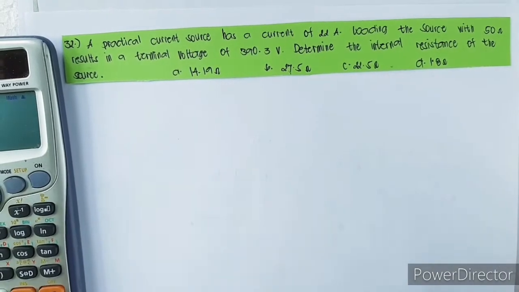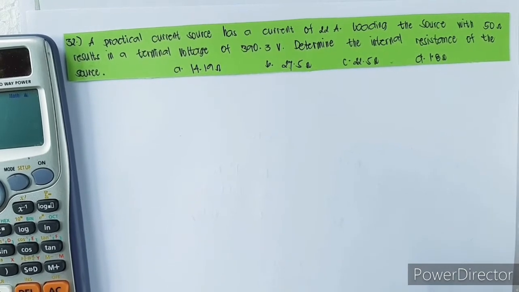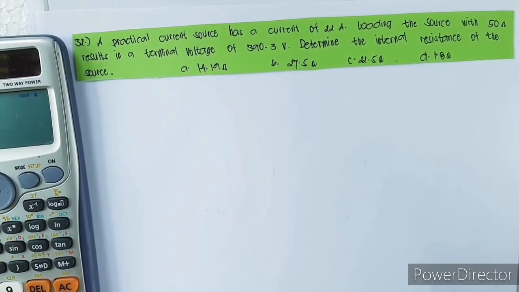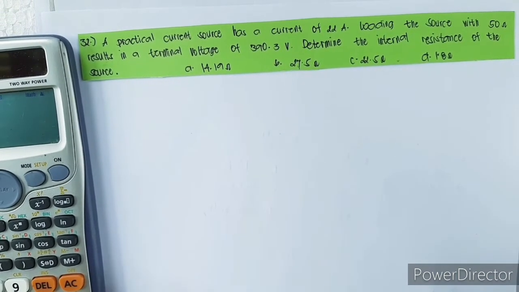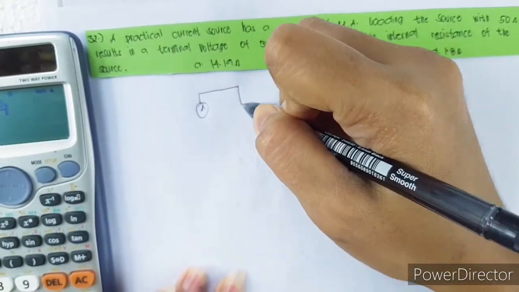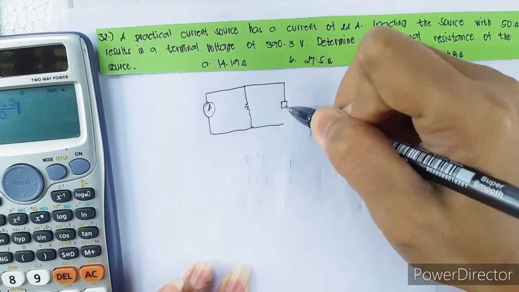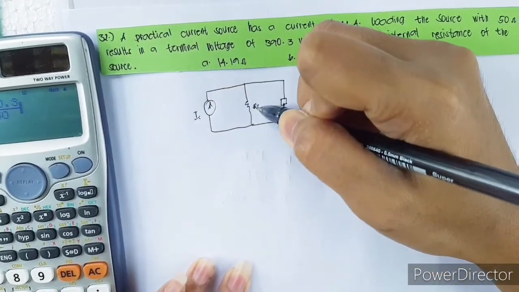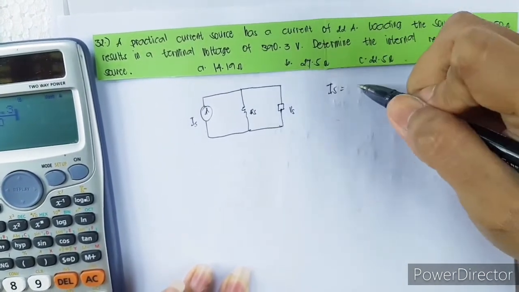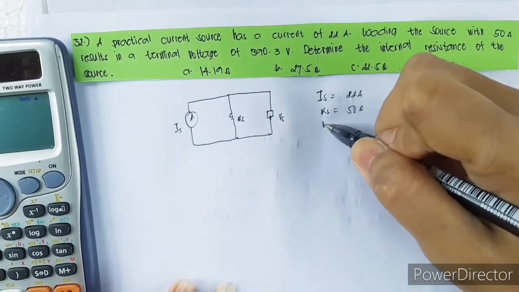Okay, so for the next number, we have number 32. A practical current source has a current of 22 ampere. Loading the source with 50 ohm results in a terminal voltage of 390.3 volts. Determine the internal resistance of the source. So for us to further understand the problem, we need to draw the diagram. So this one is the IS, RS, and the voltage of the terminal.